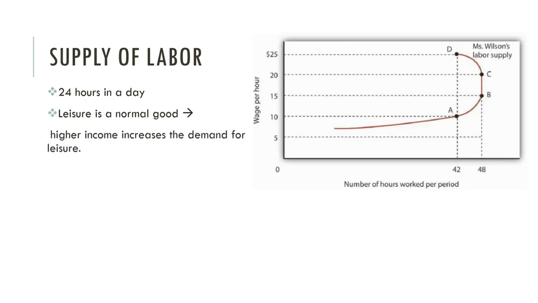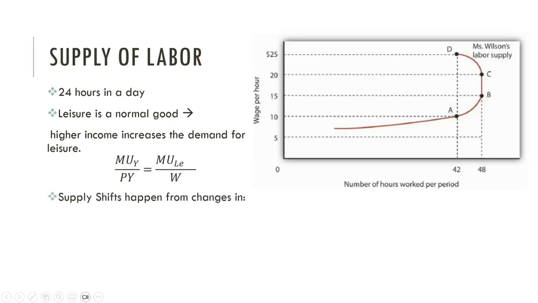Leisure, which is free time, it's not working, is considered a normal good. And so what we see with the pattern of that is as people's income goes up, their demand for leisure also increases. Figuring out how many hours of work somebody should do, you're looking at the marginal utility they get from earning income compared to the marginal utility from leisure. And we're relating that to the P_Y, which stands for price of income, divided by W, wages.